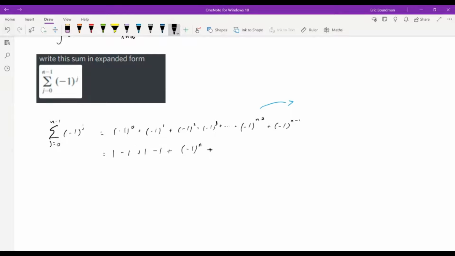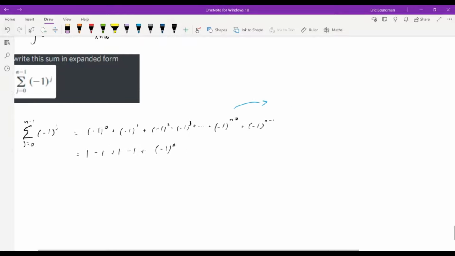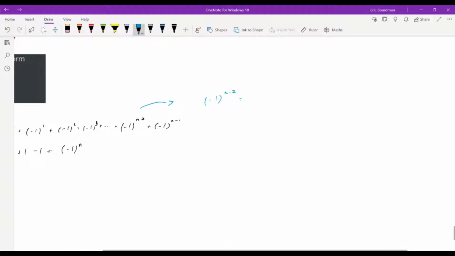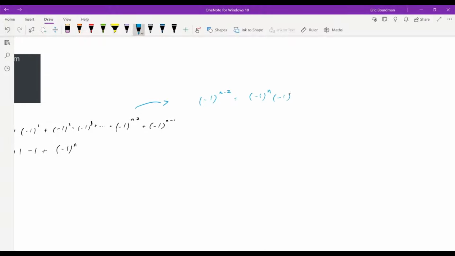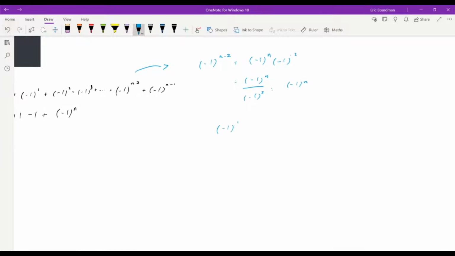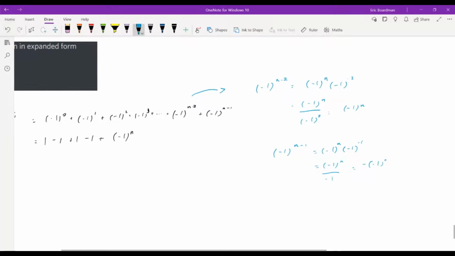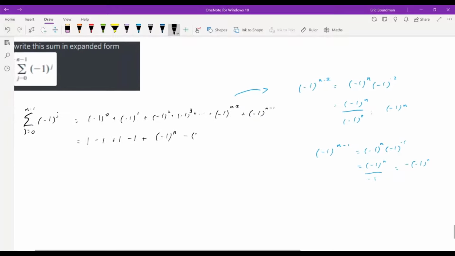Oh, okay. Because if we have -1 to the power of n minus 2, that's the same as -1 to the n times -1 to the -2, -1 to the n over -1 squared, which is just -1 to the n. If we have -1 to the power of n minus 1, that's the same thing as -1 to the n times -1 to the -1, which is -1 to the n over -1, which is just -1 to the n. So this is actually -1 to the n. Those cancel.